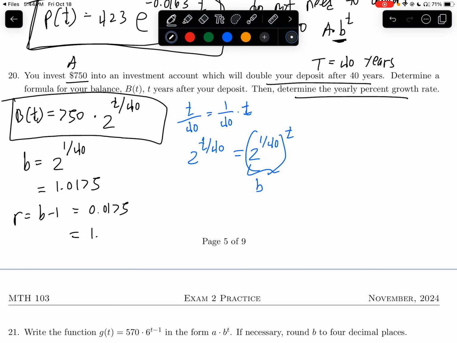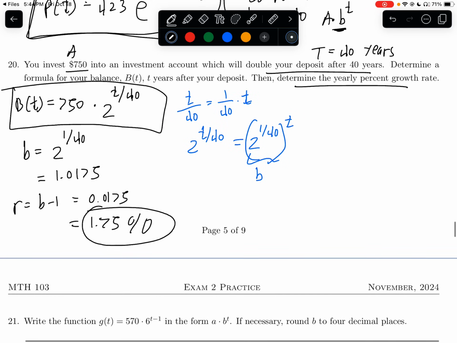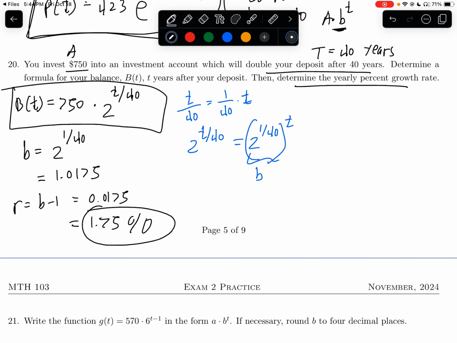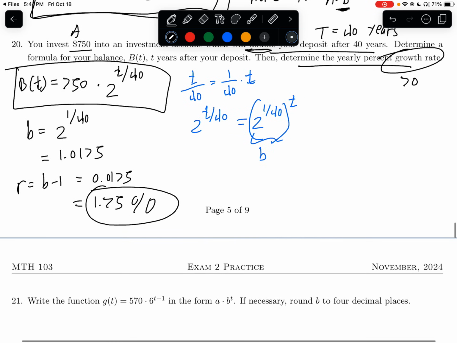And this is 1.75% would be the growth rate. And this should be positive because you're doubling. They're not taking money out of your account. And so the interest or whatever that you earn on this account, the growth rate should be greater than 0. And it is.